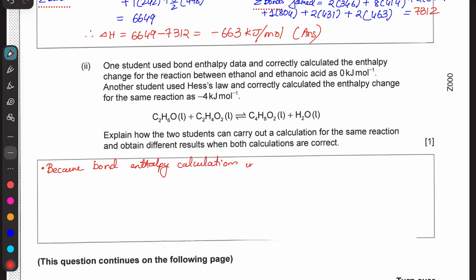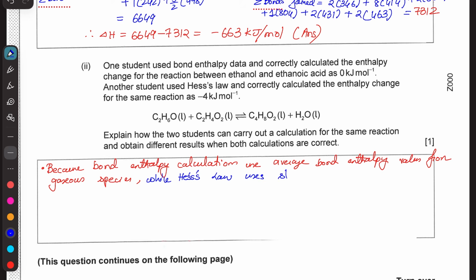Calculations use average bond enthalpy values, gaseous species. Hess's law uses standard enthalpy of formation, substances in their actual states.